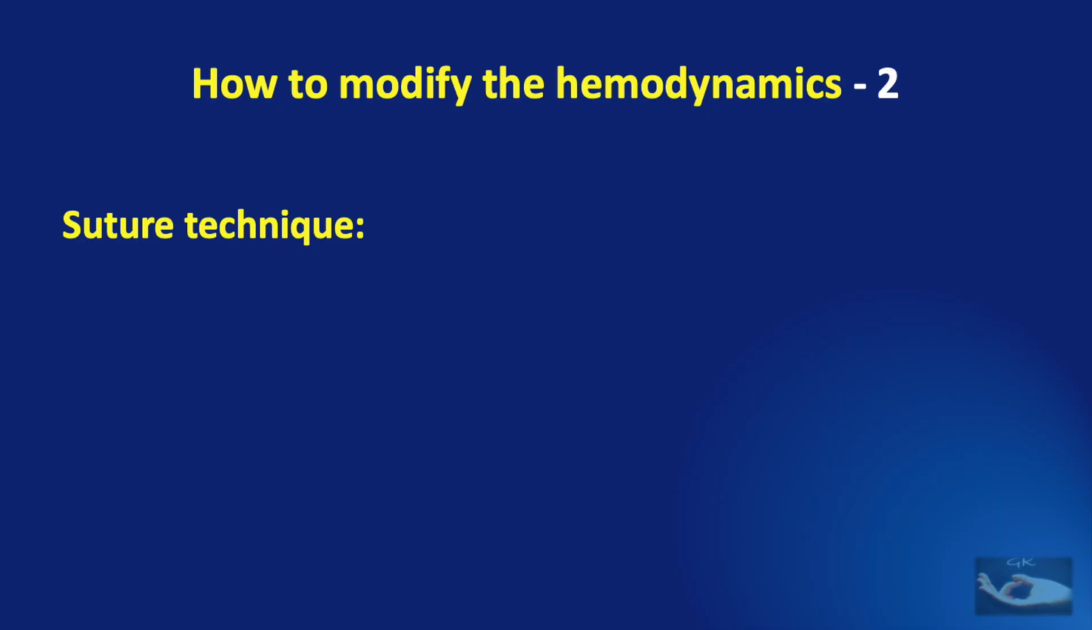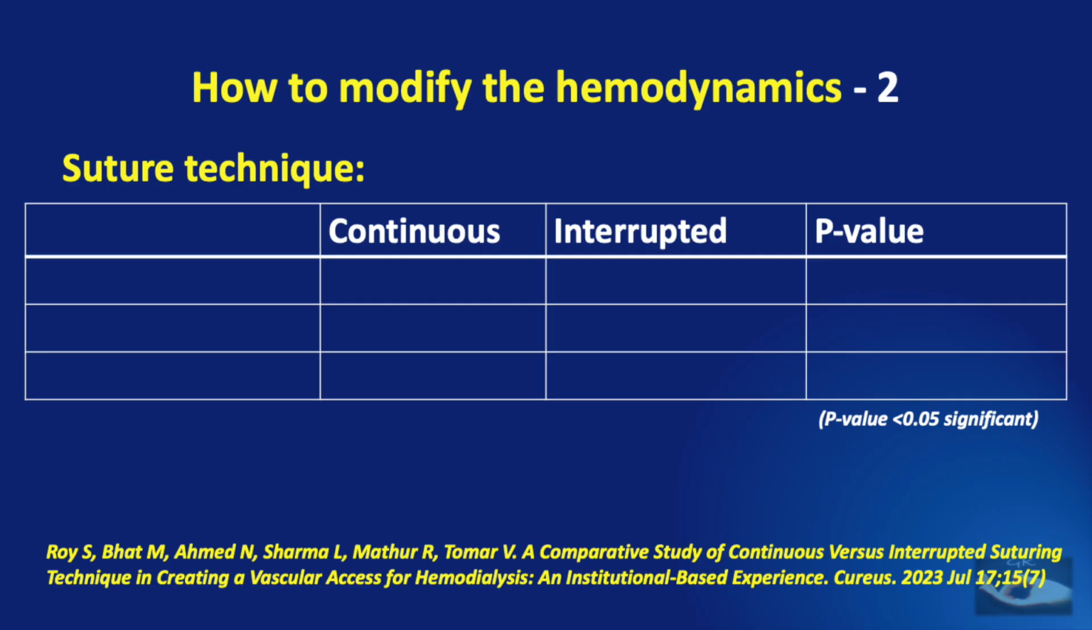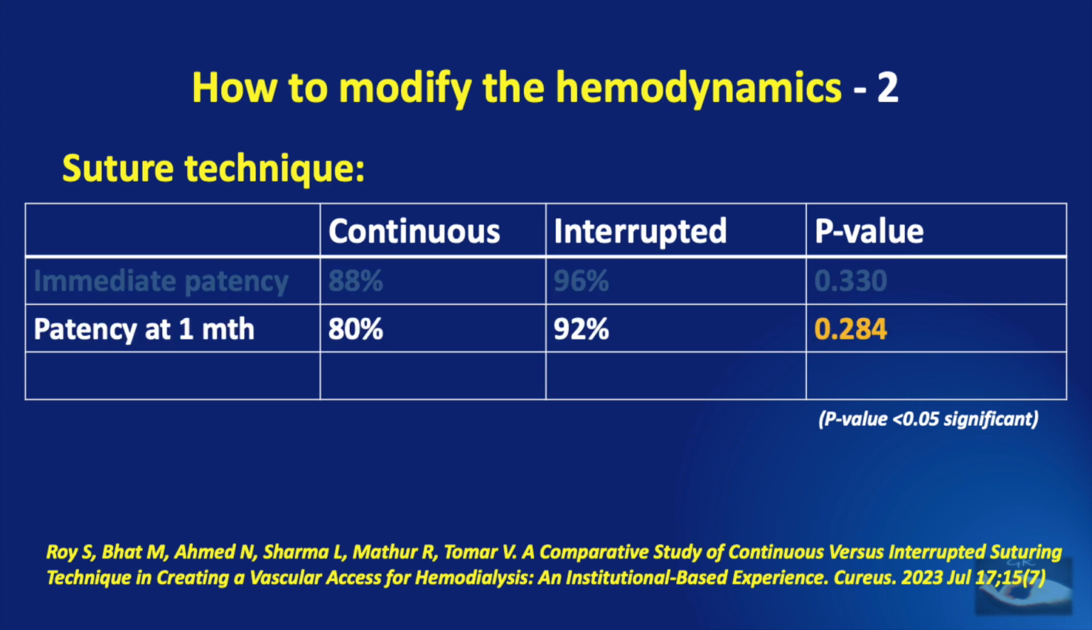We know that when creating the AV fistula, the anastomosis can be done either by interrupted sutures or continuous sutures. A study done in 2023 comparing the results of continuous suturing and interrupted suturing technique was done. The immediate patency following continuous anastomosis was 88% and following interrupted anastomosis was 96%. The patency at 1 month was 80% after continuous suturing anastomosis and 92% following interrupted suturing anastomosis.